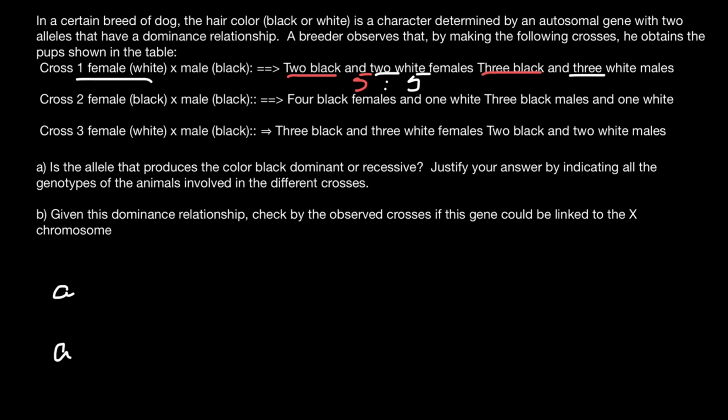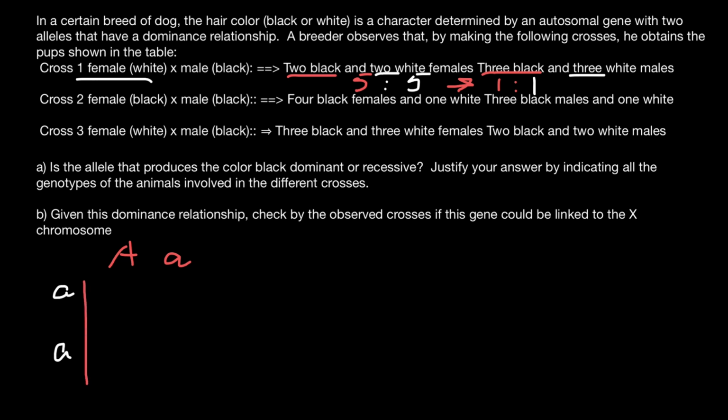What is the genotype of the male? If the male is going to be homozygous dominant, of course, 100% of the progeny is going to be heterozygous and also dominant, or black. But we see a ratio of 5 to 5, which means a ratio of 1 to 1. And we can get a ratio of 1 to 1 when the black male is heterozygous, so capital A and small a.